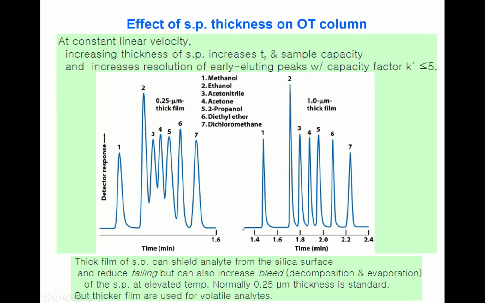Let's consider the effect of stationary phase thickness on an open tubular column. At constant linear velocity, let's say we increase the thickness of the stationary phase, that means you make the stationary phase inside the open column thicker. What will happen? Think about that. What about the separation time?